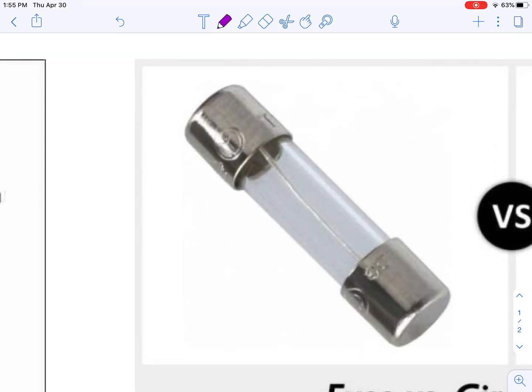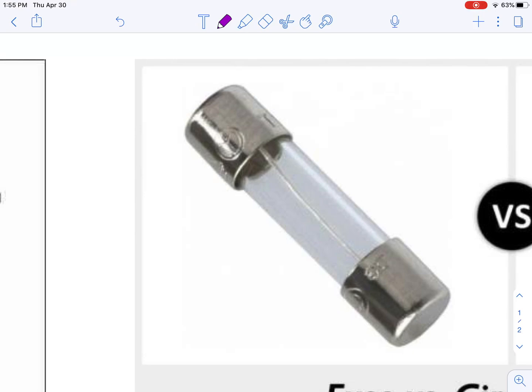Basically, what a fuse is, it's a really thin piece of metal, and if the current goes over a certain number of amps, the fuse burns out, effectively breaking the circuit. It's like the weakest link. And since you know where the fuse box is, you just take out the old fuse that burnt out and put in a new one.